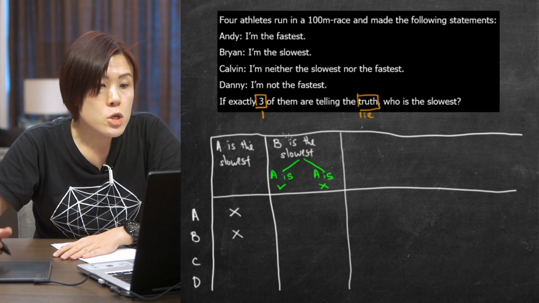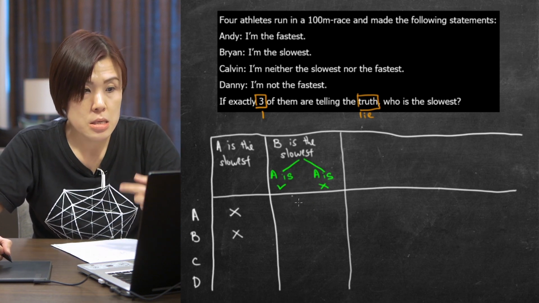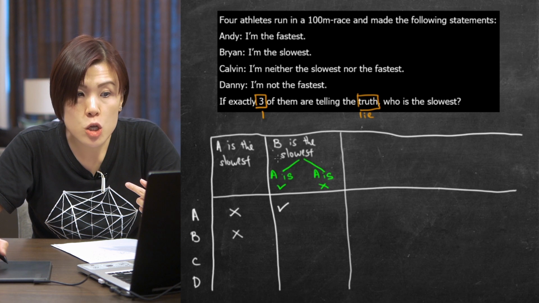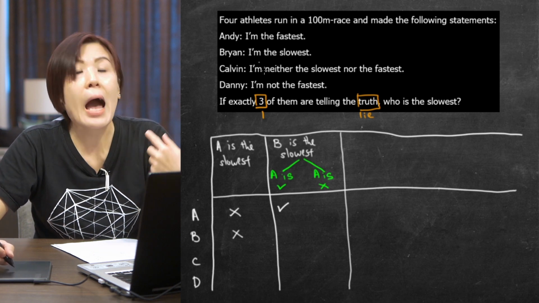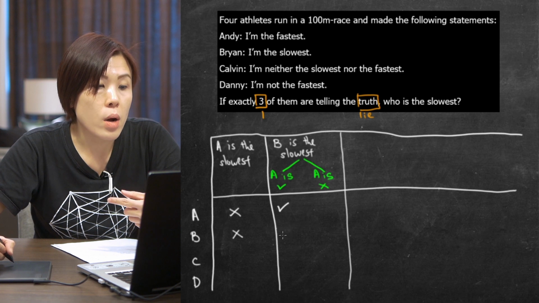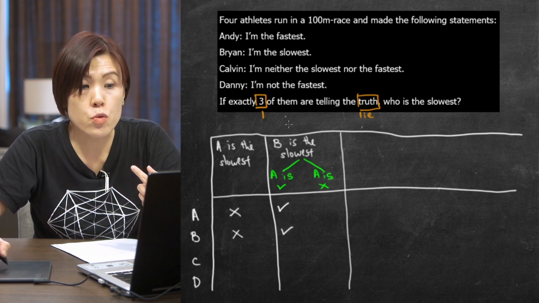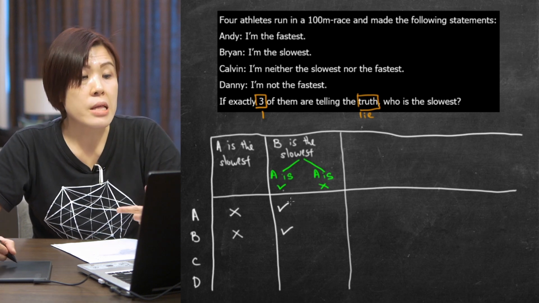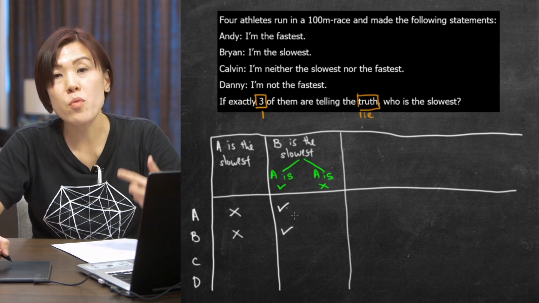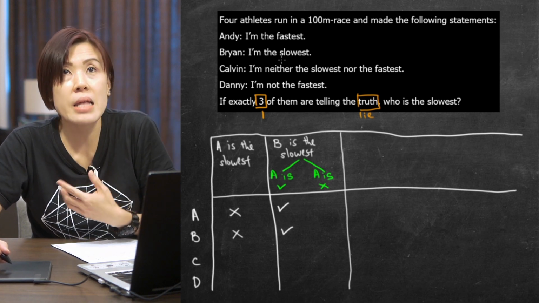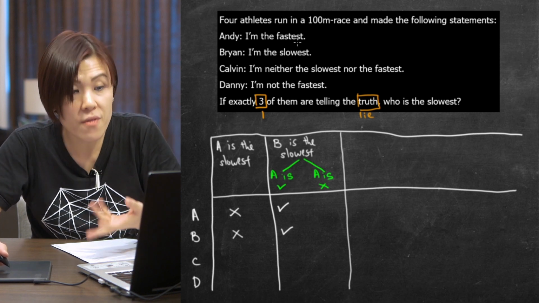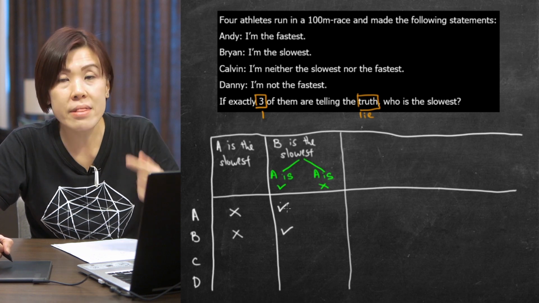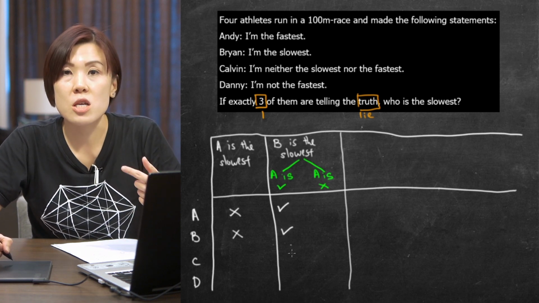Now, since we assume that Andy is telling the truth, I will just put the tick here. And we are assuming that Bryan is the slowest. So Bryan says that I'm the slowest, so I put the tick here. Bryan is really the slowest. So he's actually telling the truth. And when we assume Andy is telling the truth, we are assuming that Andy is the fastest, because Andy says that I am the fastest, and we are assuming that he is telling the truth. So we are assuming that Andy is the fastest and Bryan is the slowest.